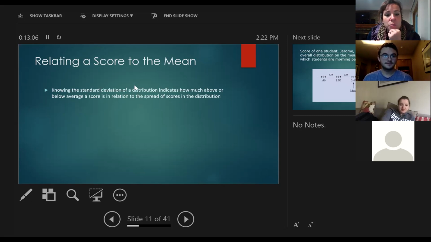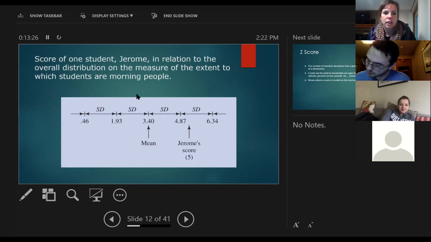So how do we relate a specific score to the mean? That's partially what we did last week, right? We figure out the mean, we figure out that score, and we figure out where it lies in terms of how much it varies away from the mean, or what is the standard deviation. It's talking about the spread, again, of our distribution and the spread of the scores.